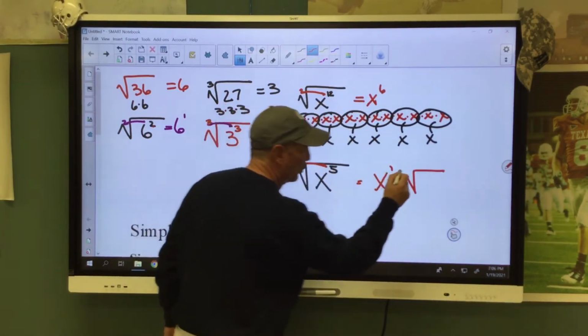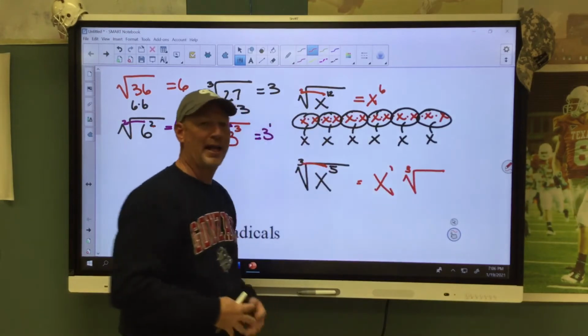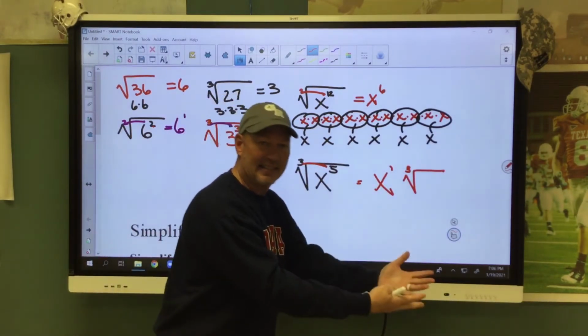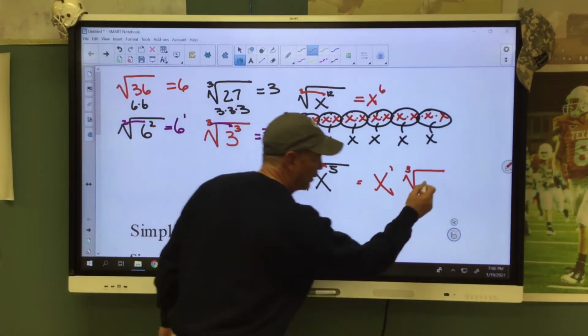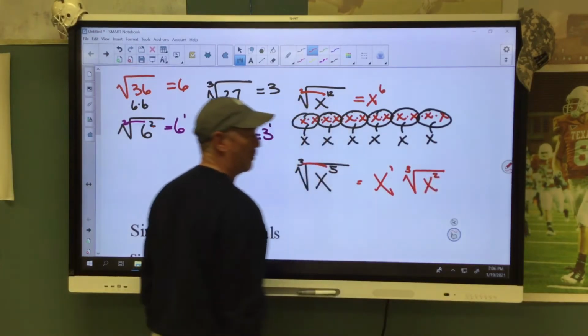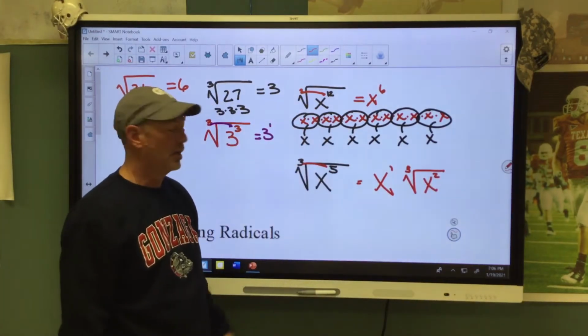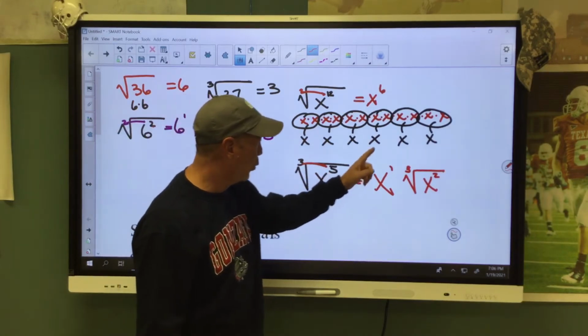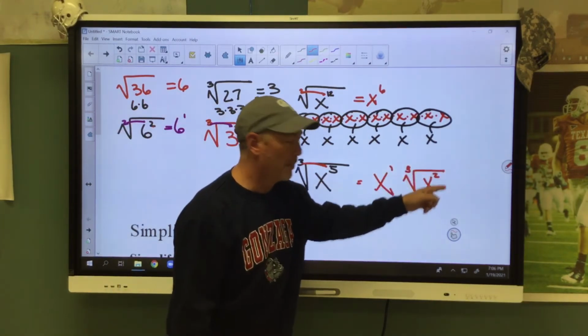So you're going to take and write your radical. You're going to continue to write your root. And then you're going to write the remainder inside the radical. There's your remainder. 3 goes into 5 1 time with the remainder of 2.